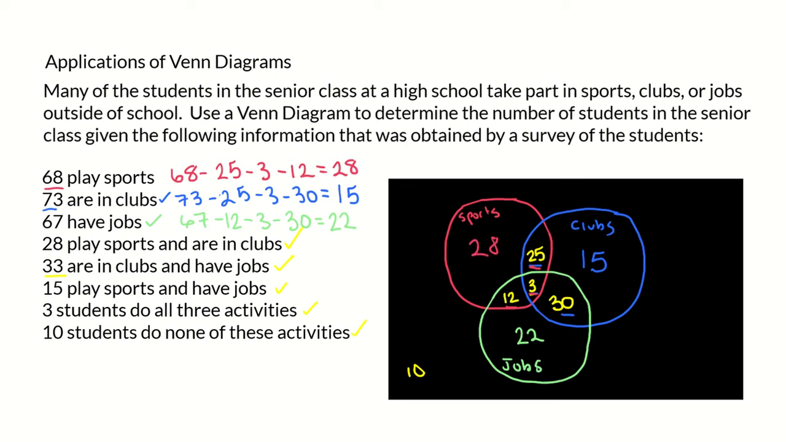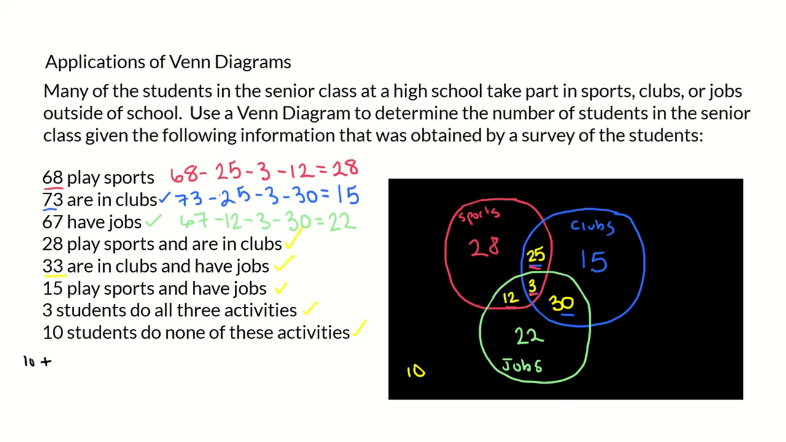So now we have all of the number of students separated out, and we add together all of the numbers that appear in the diagram, including the 10 students that did nothing, or did none of these 3 activities. They might have done something else, but the survey only considered these 3 activities.